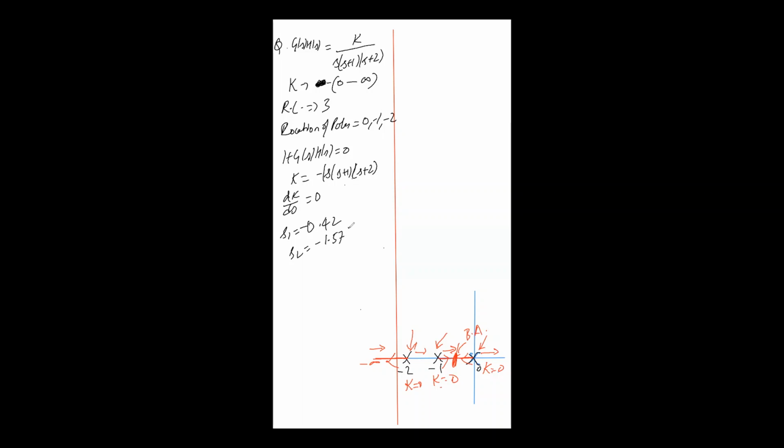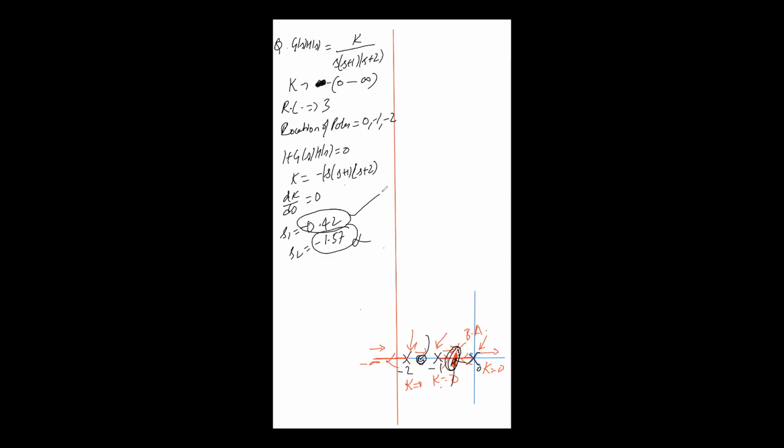Now if you analyze, minus 1.57 will lie somewhere here, which is already not part of our root locus. So we will omit this and we will consider minus 0.42, because minus 0.42 will lie somewhere here. This will be our breakaway point, minus 0.42. So you have calculated the breakaway point.